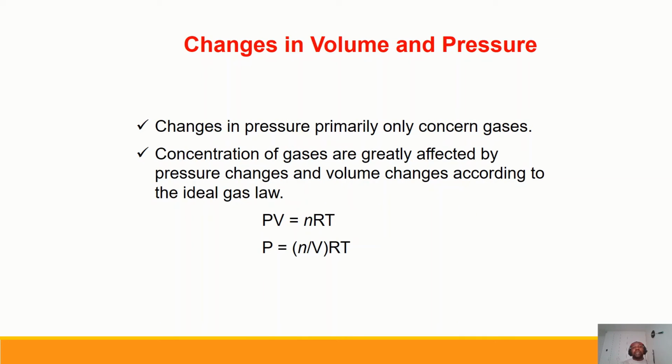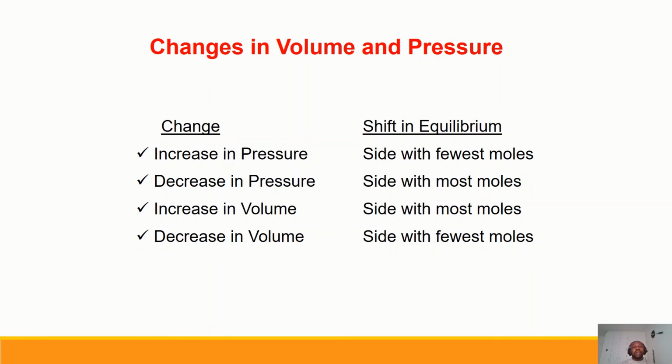That's for concentration. For volume and pressure, we're going to combine them together. If you increase the pressure, the side with the fewest moles is favored. If you decrease the pressure, it's going to favor the side with the most moles. If you increase the volume, the side with the most moles will be favored, and if you decrease the volume, the side with fewer moles will be favored.